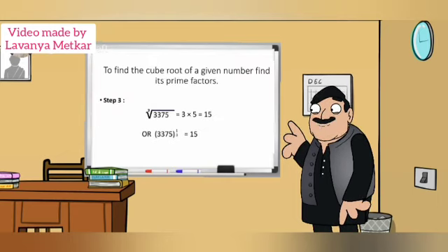So here you can see that we have taken 3 and 5 one time only because they were appearing in a group. So 3 into 5 is equal to 15, and here is the cube root. The cube root of 3375 is 15. You can also write it as 3375 raised to 1 upon 3 is equal to 15.